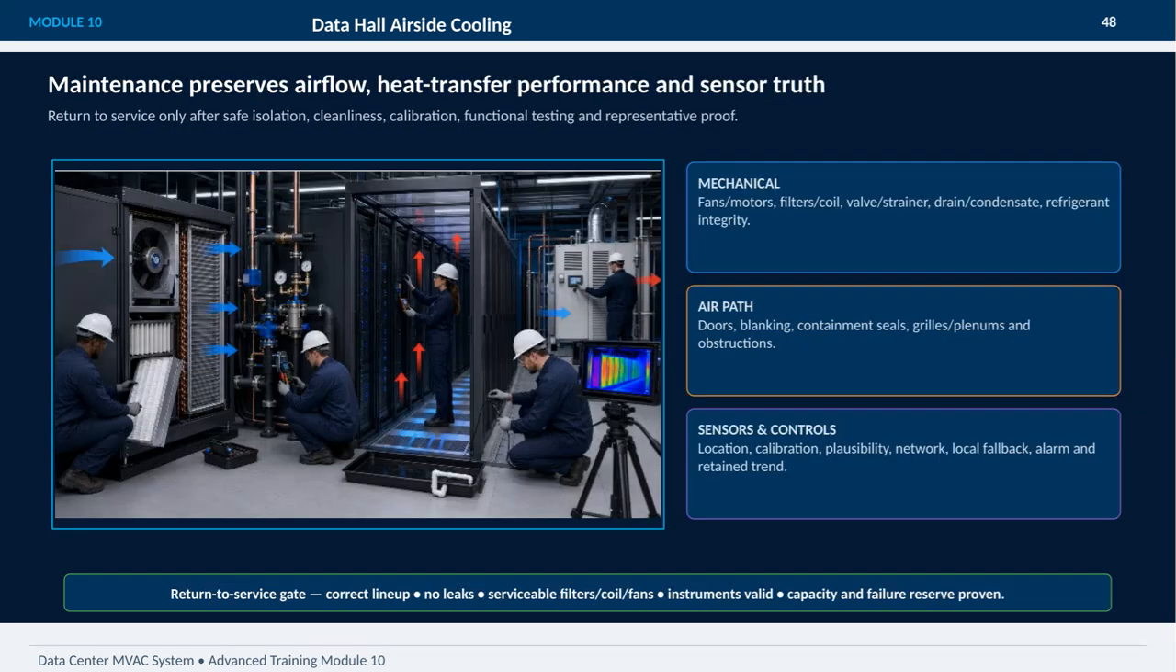Maintenance is crucial for preserving airflow, heat transfer performance, and ensuring sensor accuracy. Before returning a system to service, you must complete safe isolation, thorough cleaning, calibration, functional testing, and provide representative proof that everything is working correctly. On the mechanical side, this includes checking fans and motors, filters and coils, valves and strainers, drains and condensate systems, and refrigerant integrity.